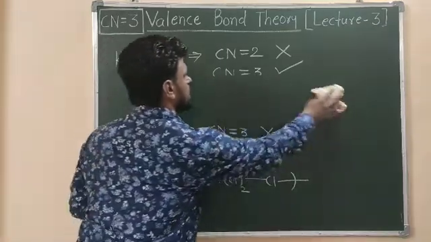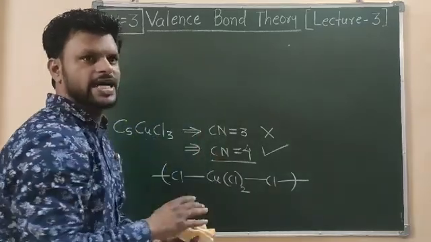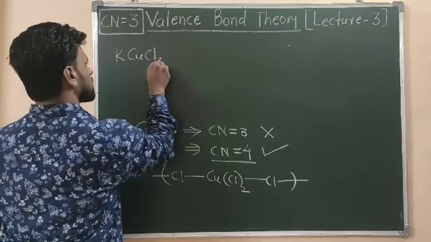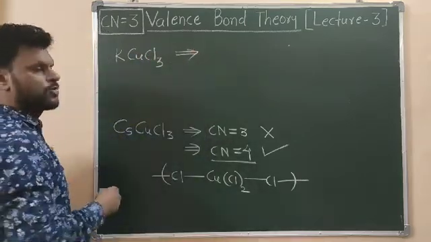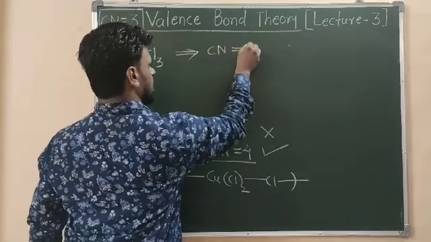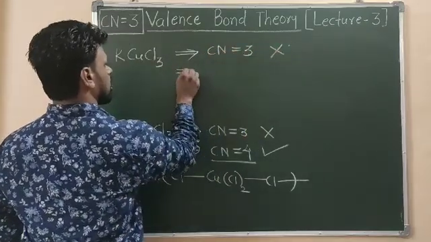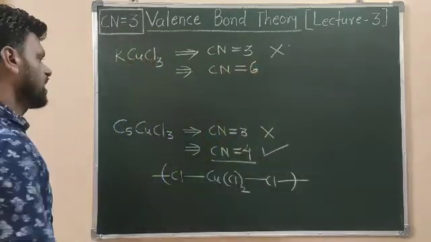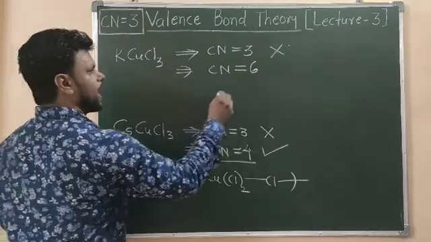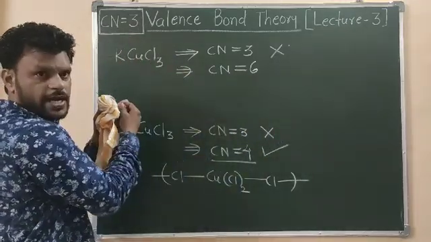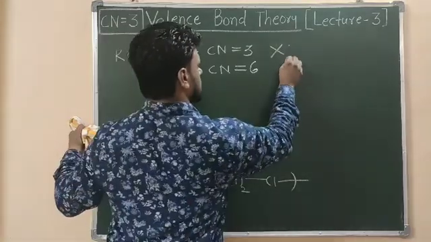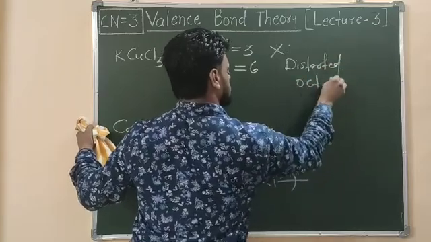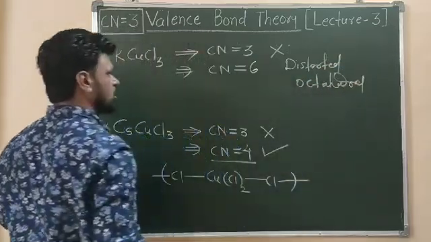Let's move further. Let's take the next example. Next example, I am taking potassium CuCl3. Now from the stoichiometry point of view, you will say this is a coordination number 3. Again, this is wrong. The coordination number is actually 6 for this complex. And why is it 6? This is actually a double chain compound, and this is a kind of distorted octahedral complex.